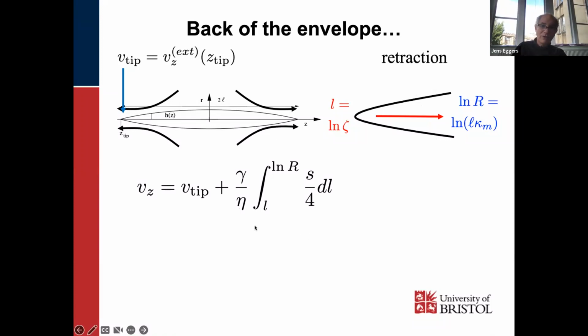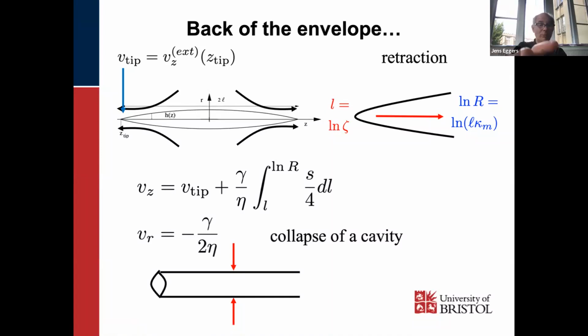So the speed of retraction here is actually not a local expression, but it's an integral over this interface, where L is a variable I will use a lot. It's the logarithm of the distance from the tip. So it's always the logarithm that will come into play here. S here turns out is the local slope of this interface.